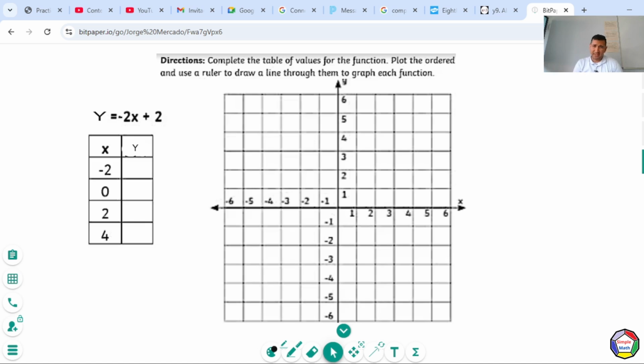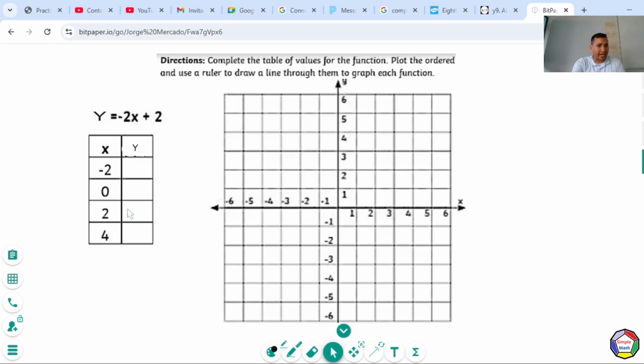Okay, let's read the instruction. It says, complete the table for the function. Plot the ordered pairs and use the ruler to draw a line through them to graph each function. We have a function here, y is equal to minus 2x plus 2. We have a chart with x values minus 2, 0, 2, and 4.